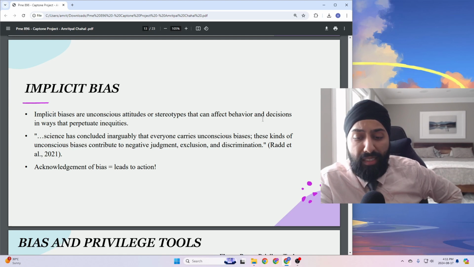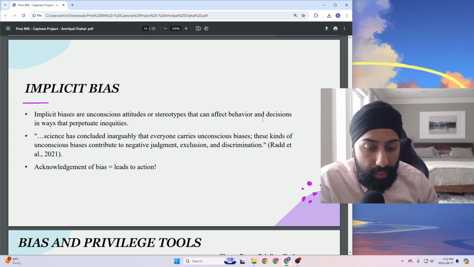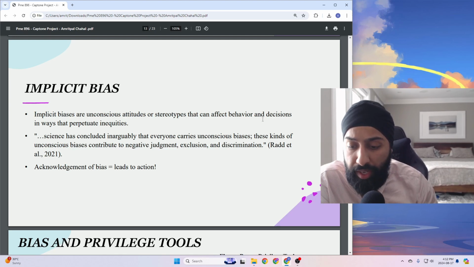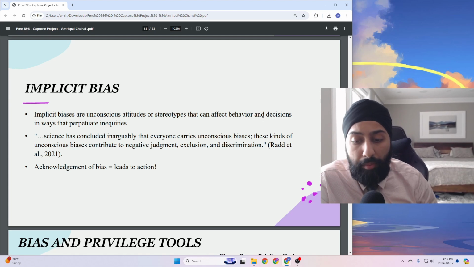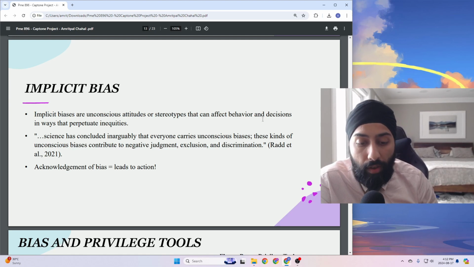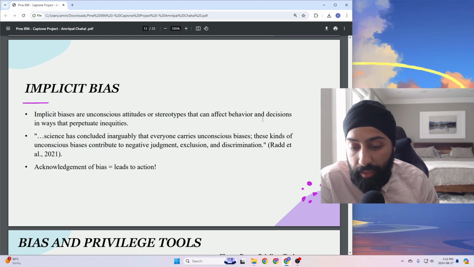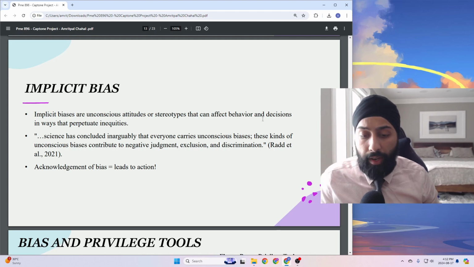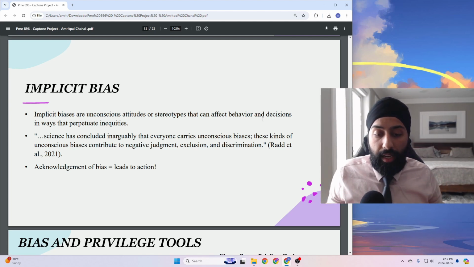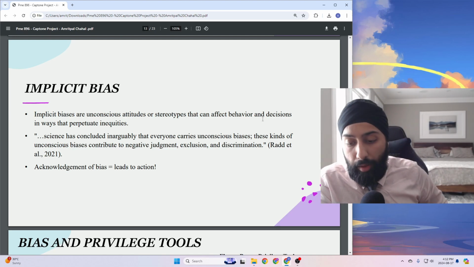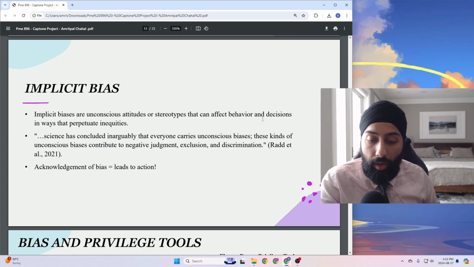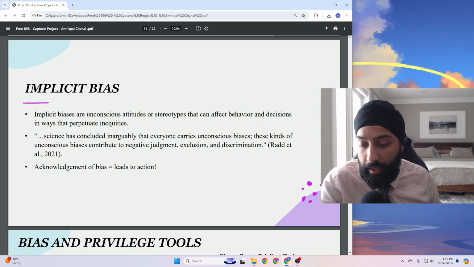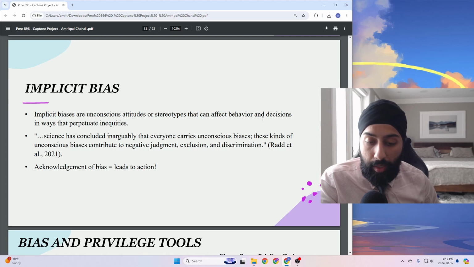However, everyone has an unconscious bias, right? In fact, science has concluded inarguably that everyone carries unconscious biases. These kinds of unconscious biases contribute to negative judgment, exclusion, and discrimination. Therefore, I believe inequities within ourselves often come through an unconscious bias. We do not mean to unfairly treat or give unequal opportunities to students based on their background, but it happens way too often. It is important to acknowledge biases and also consistently reflect and be open to all perspectives.